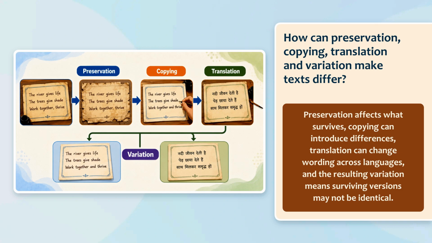The pathway shows where differences can enter or survive. Preservation affects what survives, copying can introduce differences, translation can change wording across languages, and the resulting variation means surviving versions may not be identical. The final pair shows that difference clearly. Next, we will compare a written source with oral and visual sources, without assuming the written one is automatically better.